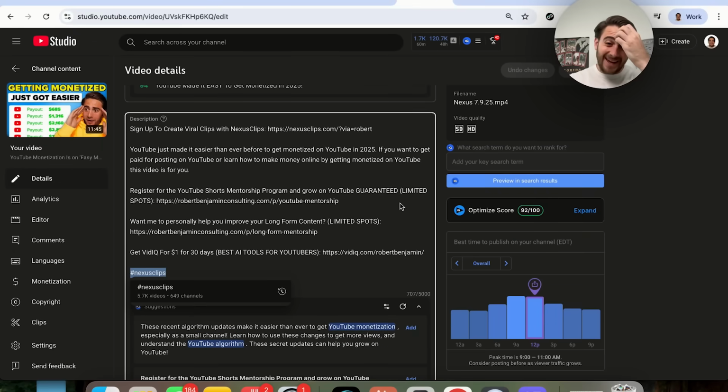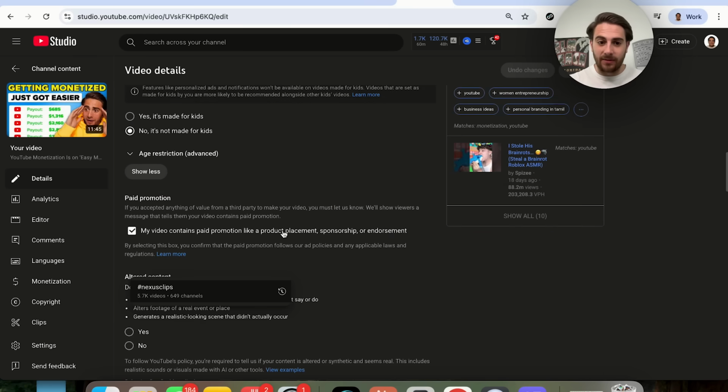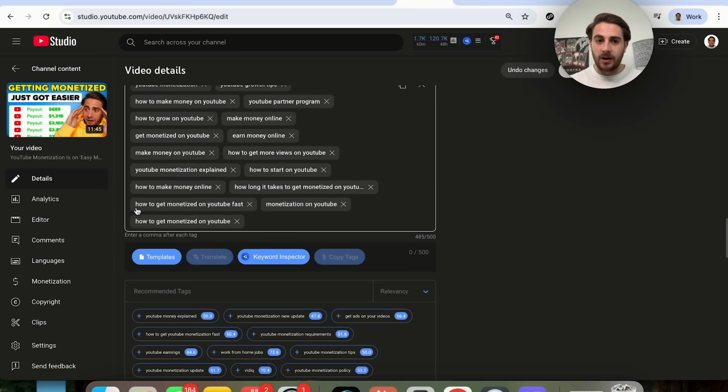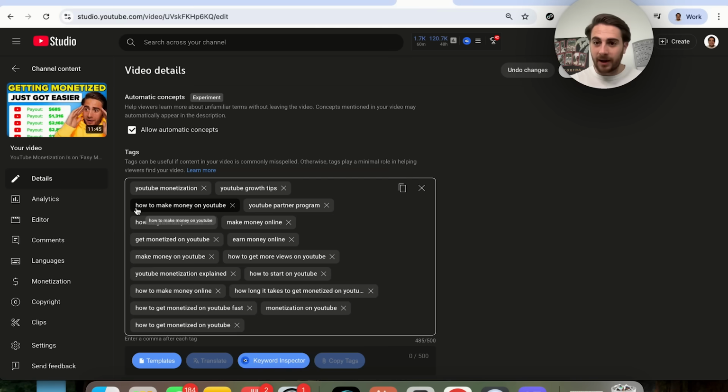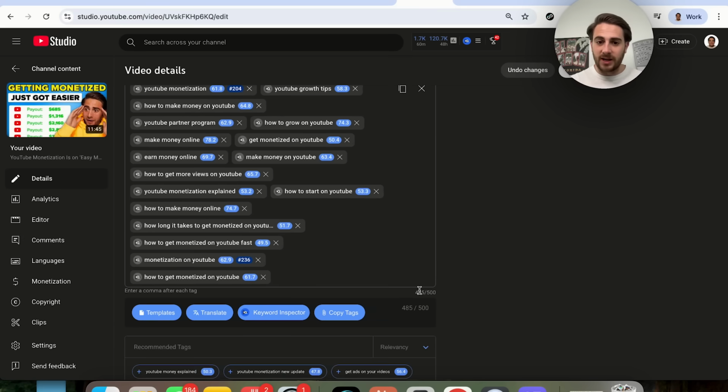Okay, now when it comes to tags, I am not talking about hashtags. Hashtags literally have a hashtag in them. Tags do not have that. So if we scroll down here, we're going to see tags right here. These are going to help your content get recommended to the right audience. And what you want to make sure of is, we could see right here, I did 485 out of 500 characters. You want to make sure that this is at least 450.